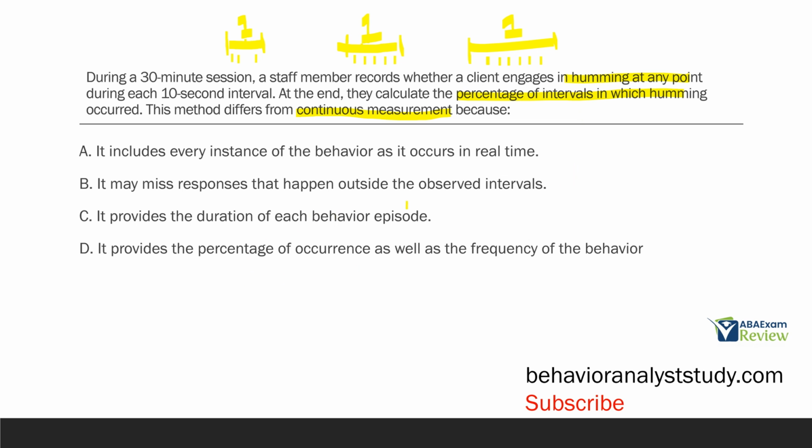C, it provides the duration of each behavior episode. Well, here, clearly, we only have a frequency or a single response. D, it provides the percentage of occurrence as well as the frequency of the behavior. It does not, because it happened 6 times here, and we're going to record 1. So how is it differing? Well, it may miss responses that happen outside the observed intervals. Is discontinuous measurement bad? No, but it has a time and a place, and it's used in specific situations when needed.